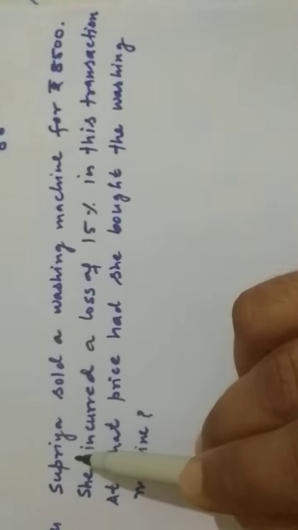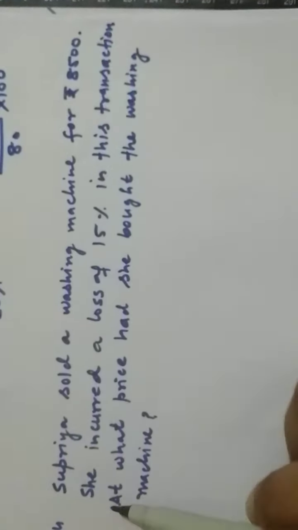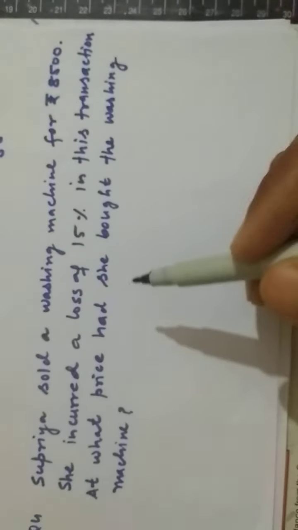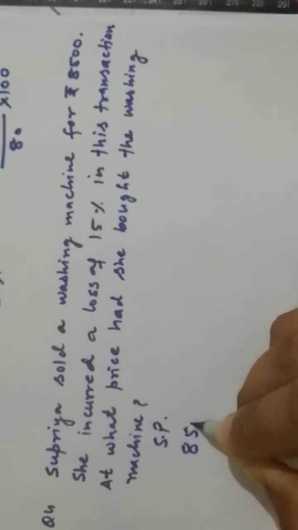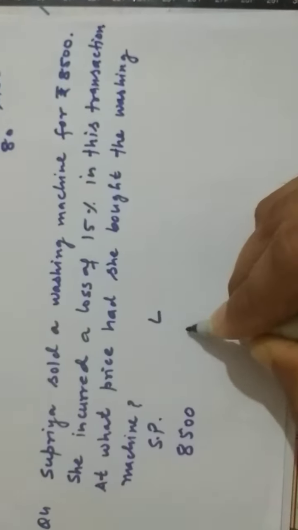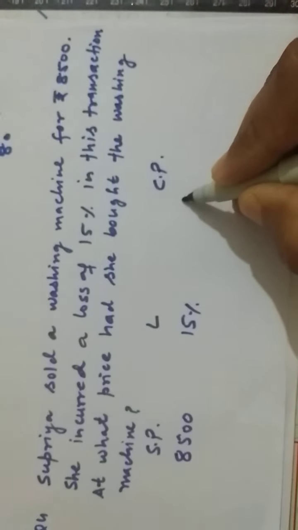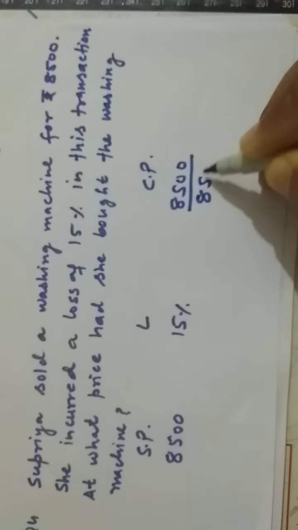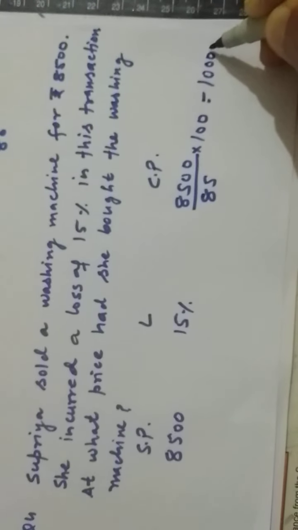Next example: Supriya sold a washing machine for rupees 8,500. She incurred a loss of 15% in this transaction. At what price had she bought the washing machine? Same case, the selling price is given, 8,500, loss is given, 15%. We have to find cost price. Cost price is nothing but 8,500 divided by 85 into 100, and this is nothing but 10,000 rupees.